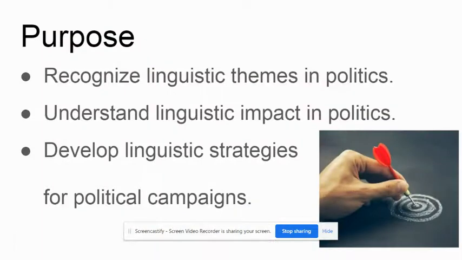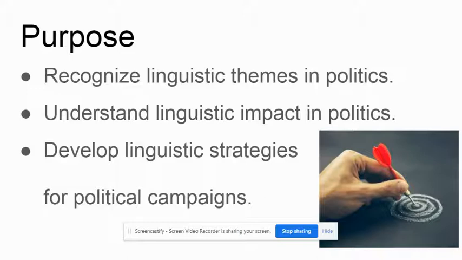So, the purpose of this presentation is not to tell you how to recognize, but for us collectively to recognize some linguistic themes that occur in politics, to understand the impact of these linguistic themes in politics, how they affect us, how they affect society, all that stuff, and to develop linguistic strategies for political campaigns.